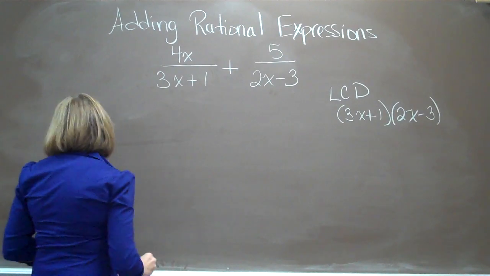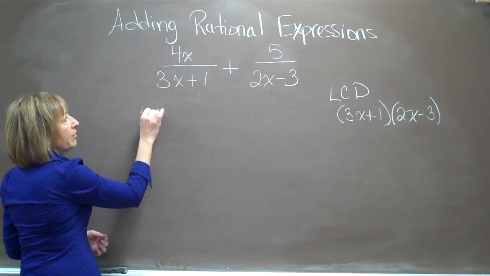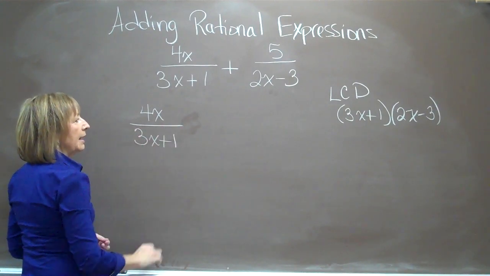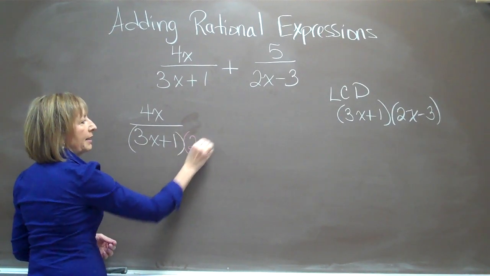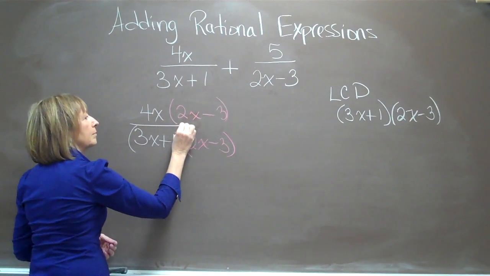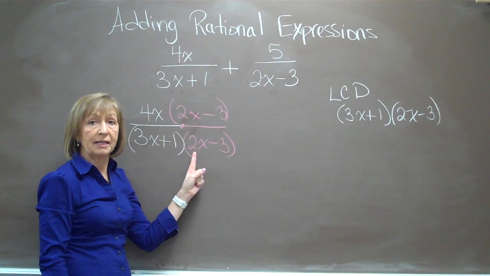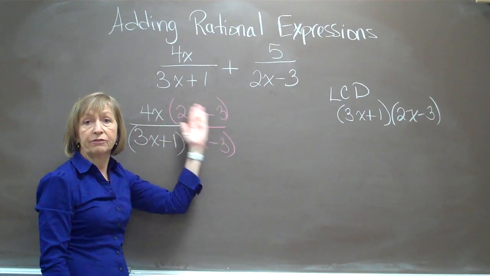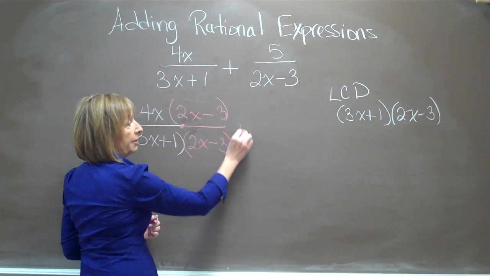So next up, I'm going to build so I get this as a common denominator. So I have my 4x over the 3x plus 1, and I need to build this first fraction top and bottom by the 2x minus 3. And I'm really multiplying by this 2x minus 3 over 2x minus 3, which is the number 1. And multiplying by the number 1 doesn't change the value of this first fraction, it just changes the way it looks, so that I'm able to carry out the addition.